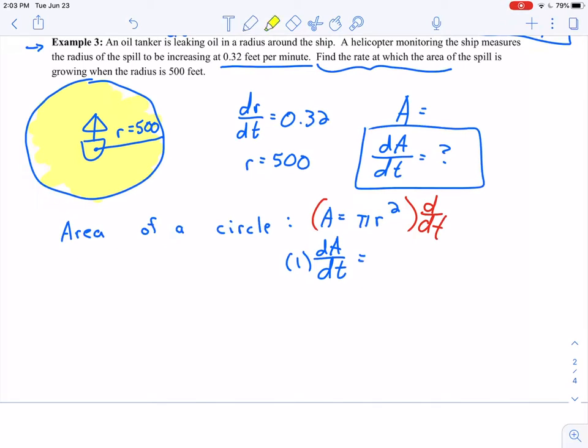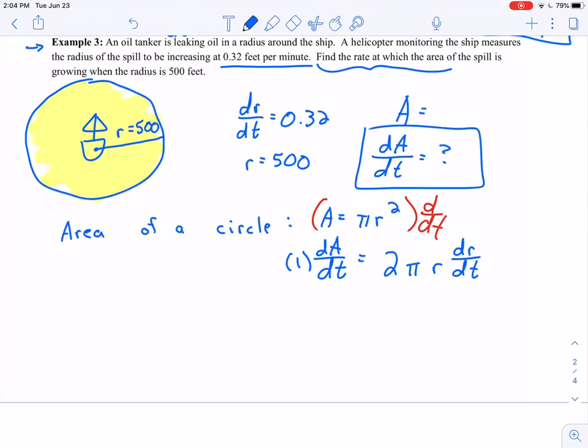Equals, over here, it might look like we need a product rule, but remember that pi is just a constant. Pi is 3.14159, and then it continues on forever. So that's just a constant, so that means this right-hand side really just needs a power rule. So I'll multiply by my power, 2 times pi times r, but I'm taking the derivative with respect to time, so I'm going to multiply by the derivative of r with respect to time, dr over dt.